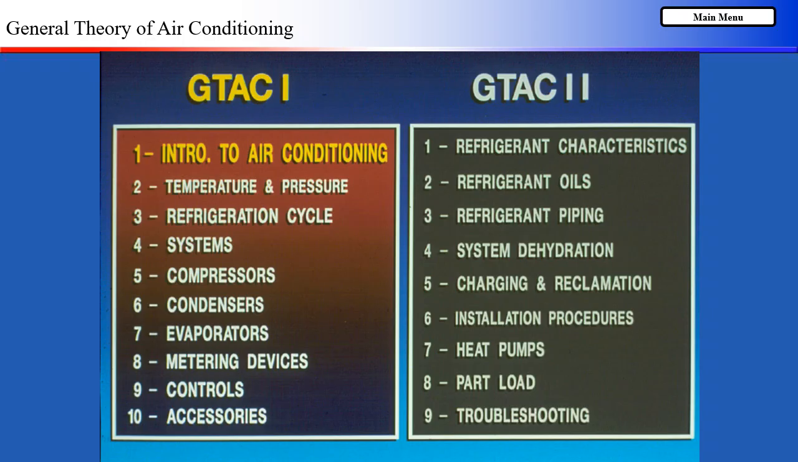The GTAC series is divided into two sections. The 10 modules of the GTAC 1 section provide the language and foundation you will need to understand the basics of air conditioning. The 9 modules of GTAC 2 contain more advanced material on mechanical air conditioning systems.